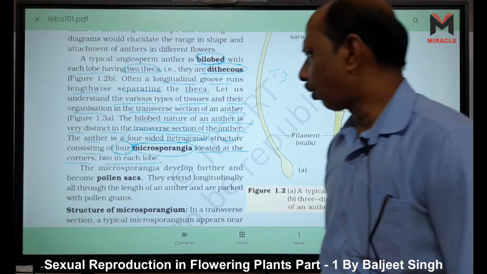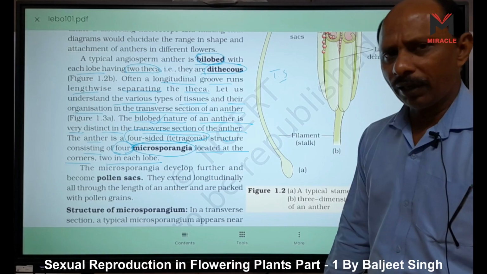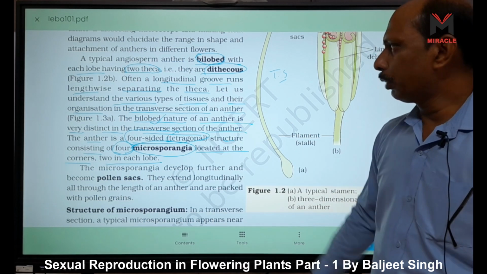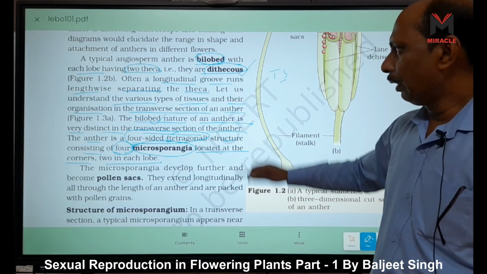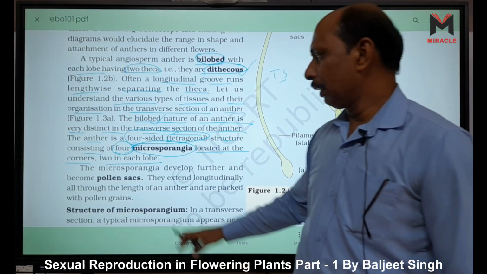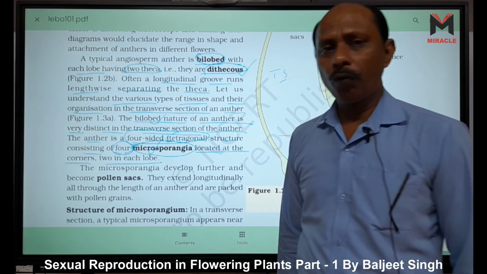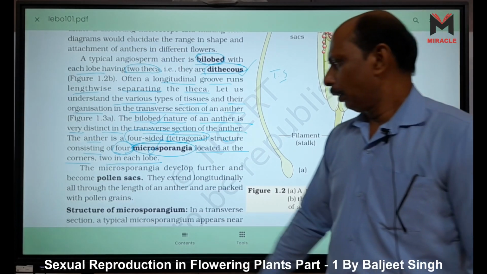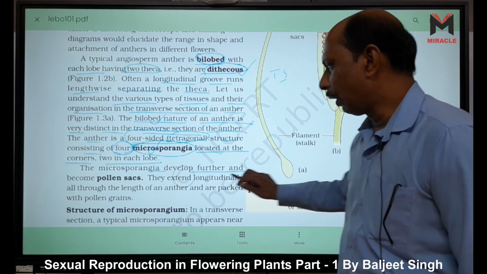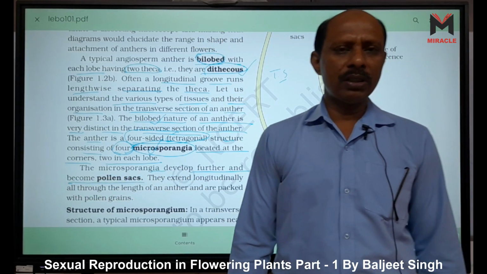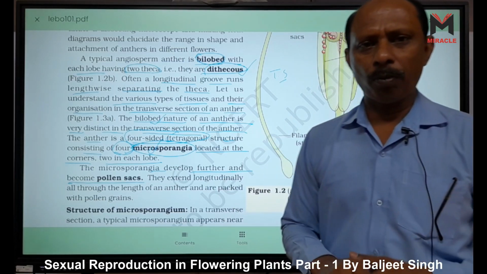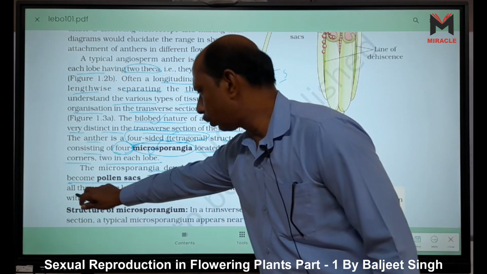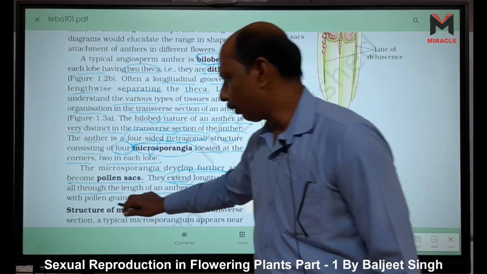Do you understand why they are called bilobed? These two lobes are there, left and right, tetragonal, right? And each lobe consists of two theca. That's why it is called dithecous, right? Two theca means dithecous. Another, how many sporangia are there? Four microsporangia are there. That's why it is called tetrasporangiate. Tetra means four. The microsporangia develop further and become a pollen sac, because a sac in which pollen grains are enclosed. They extend longitudinally all through the length of an anther and are packed with pollen grain.